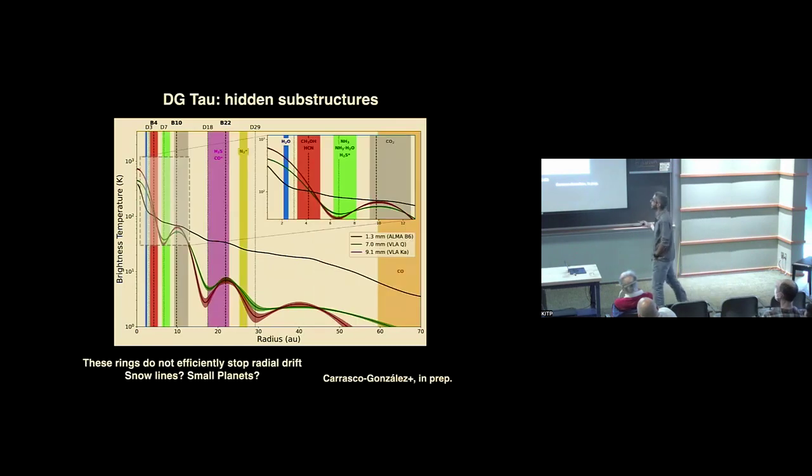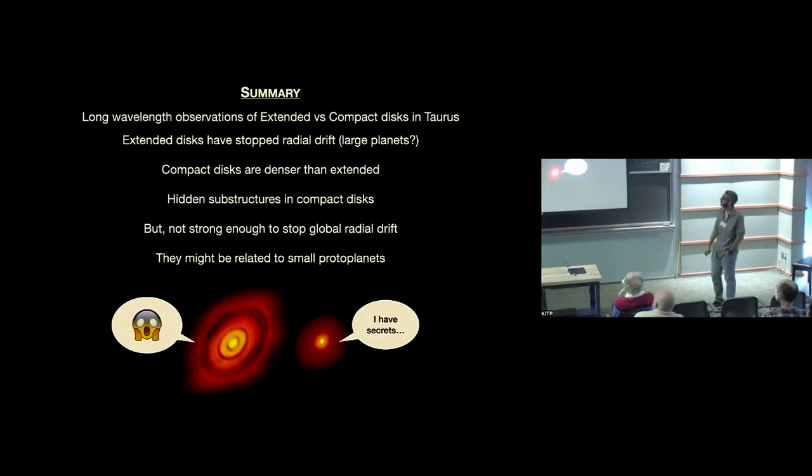And we were thinking, what is happening here? Because these rings cannot stop migration. So maybe it's snow lines, or maybe it's small planets already forming. And this is my last slide with the summary: long wavelength observations. Compact disks seem to be denser than extended disks, and they could have hidden substructures. So maybe compact disks are actually more interesting than extended disks. Thank you.